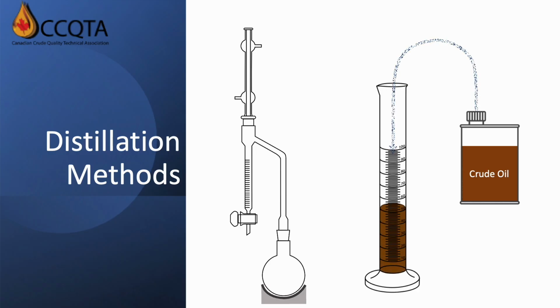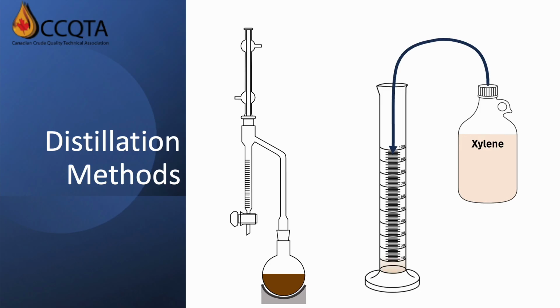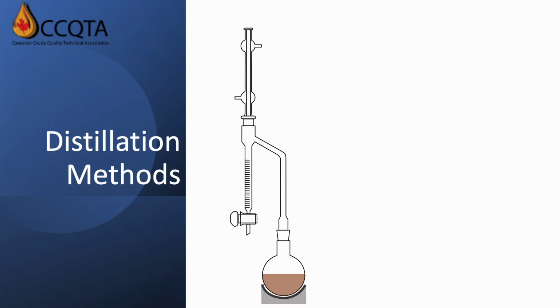First, 50 ml of sample is transferred into a graduated cylinder and then to a distillation flask. Then xylene or another suitable solvent is used to rinse the graduated cylinder several times, which is also then added to the distillation flask. Then heat is applied to the flask and the solvent and water are boiled out of the sample until the water level in the sidearm is constant. The volume of water is measured using the graduations on the sidearm.